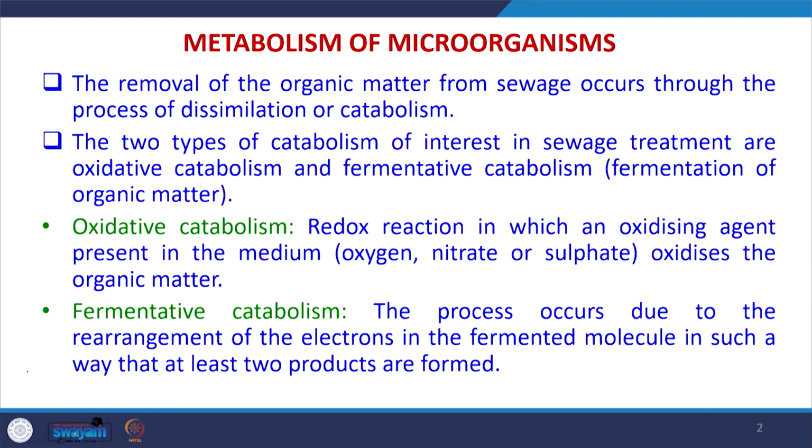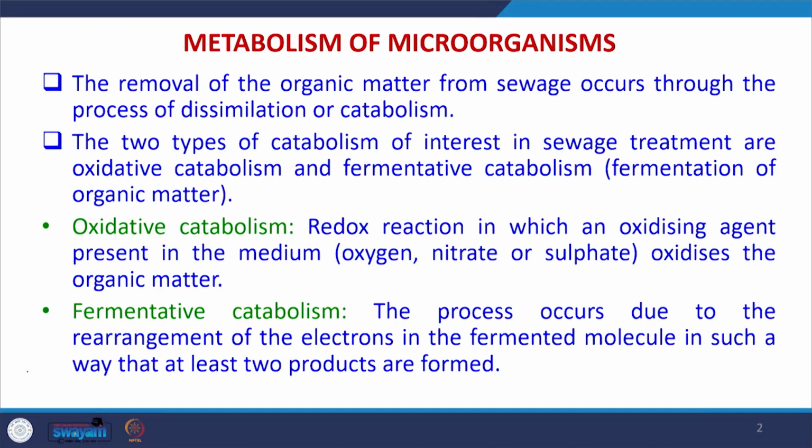Similarly, in the fermentative catabolism, the process occurs due to the rearrangement of electrons in the fermented molecule in such a way that at least two products are formed. So, we have a rearrangement of electrons so that the breakage of the organic matter takes place, and we have two molecules getting formed from one raw material organic molecule, and thus the catabolism occurs.